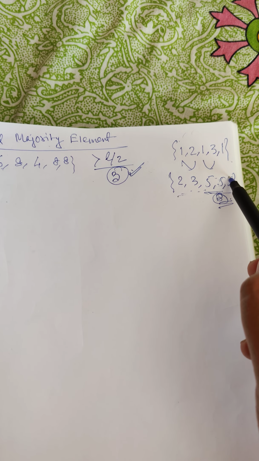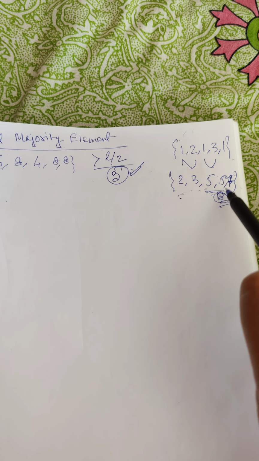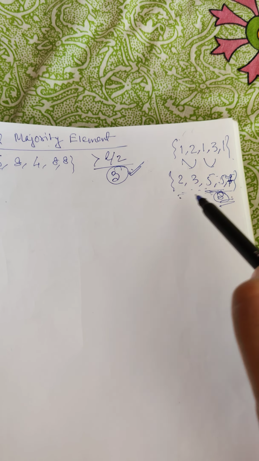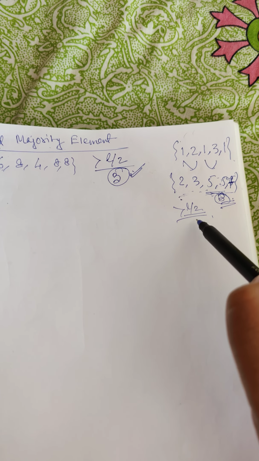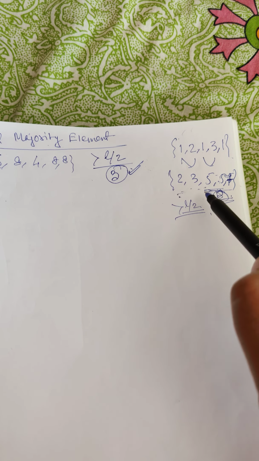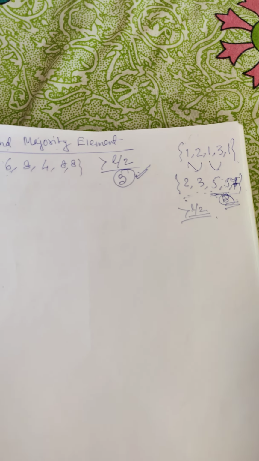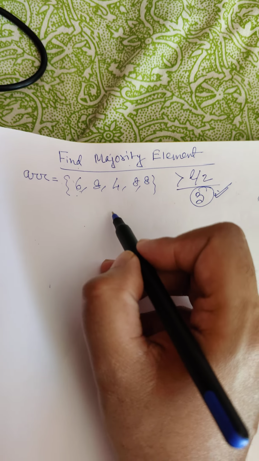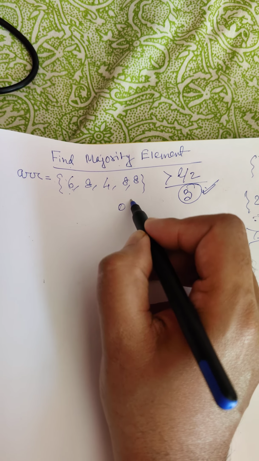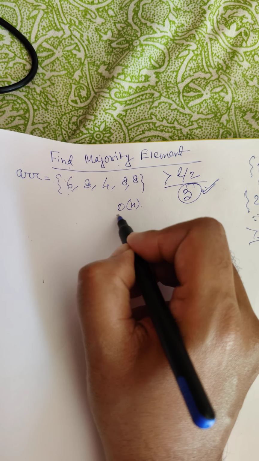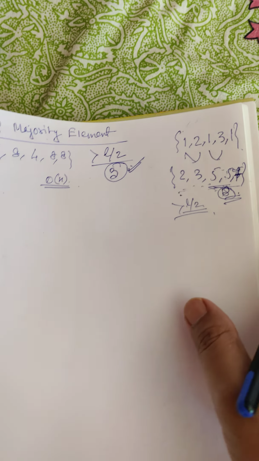But if it is like 7, then 5 occurs 2 times, but that is not more than L by 2 times, right? L by 2 is almost 2, so it's just L by 2, so it's not going to be our majority element. Now if we are asked to find the majority element in O(n) time complexity, how should we proceed?